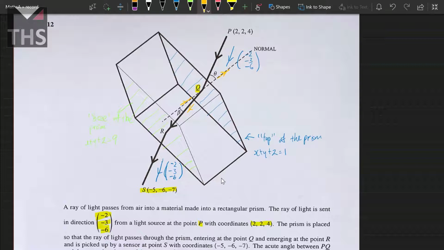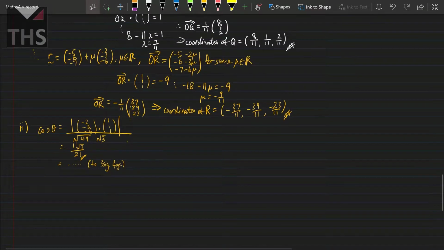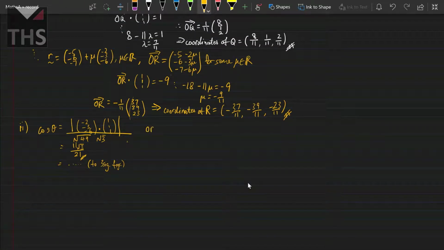So when you want to dot these two vectors, this one is still 1, 1, 1. And this vector here is QR, which we need to find. Because we've already found the coordinates of both R and Q, if I want to find QR, it's OR minus OQ, isn't it? So again, the arithmetic. You should get -5/11, 985. Okay? You should get that too.